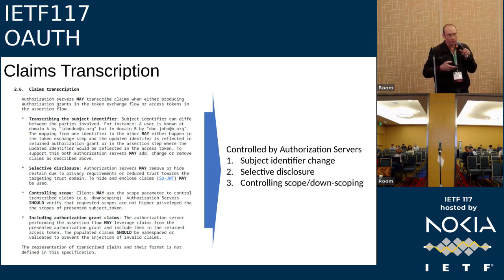So the authorization server may actually want to remove some claims, maybe even add some things as well. And then similarly with scoping, right? So there's really changing the identifier, selective disclosure, and then also controlling scope, or down-scoping, so that you can have least access.